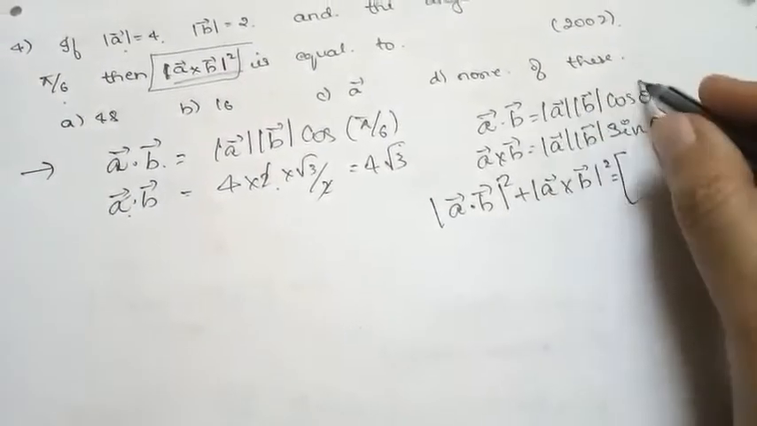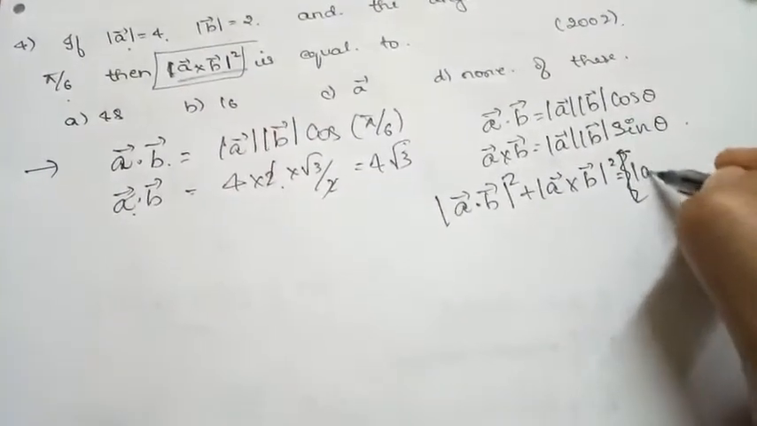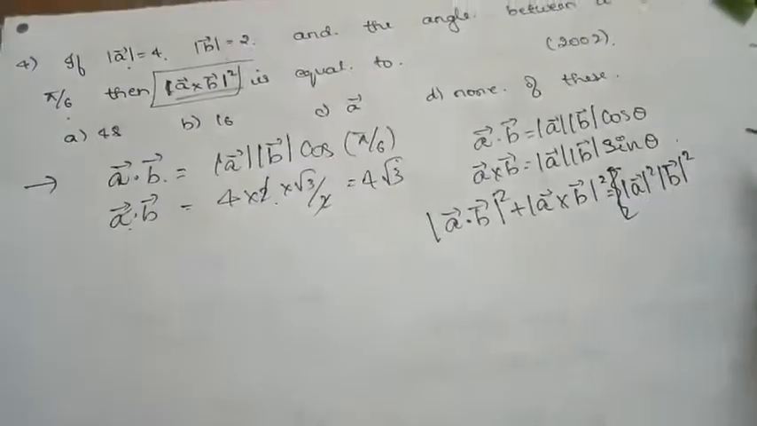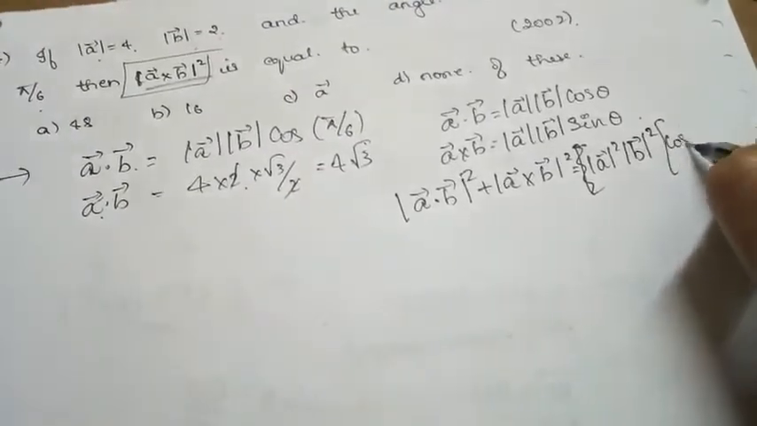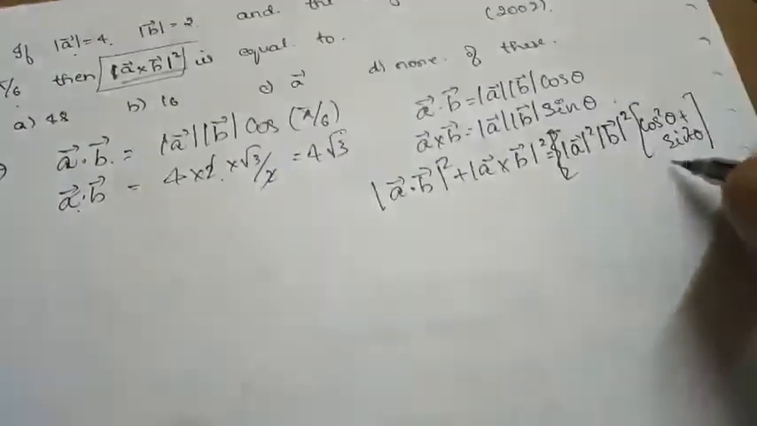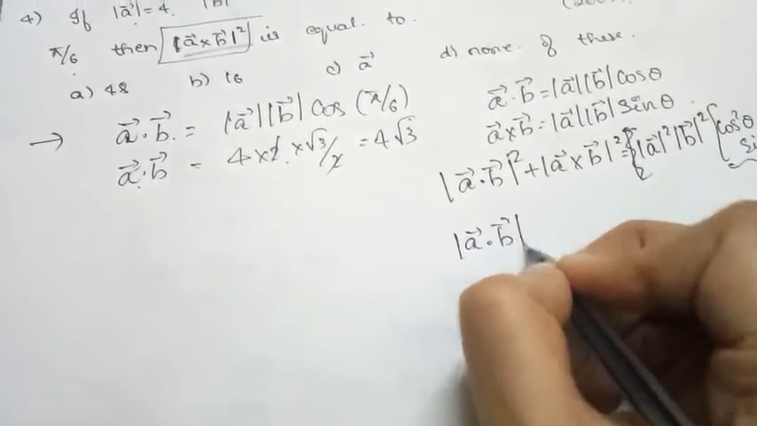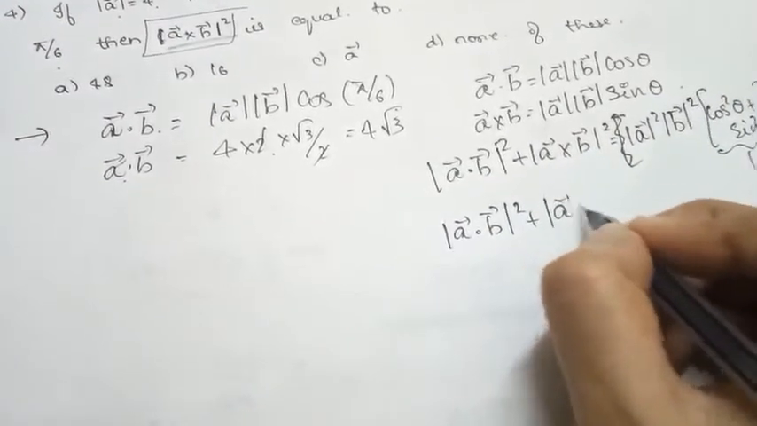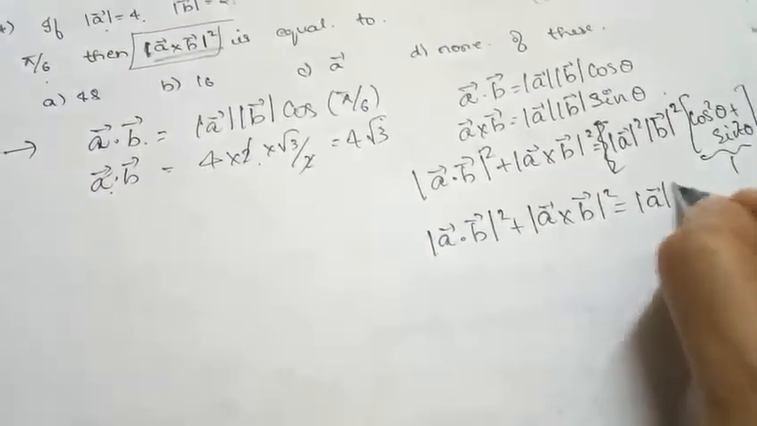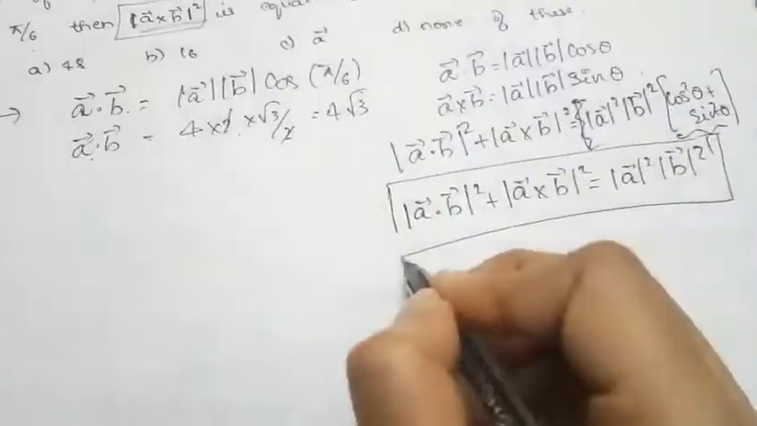Taking the square means the square of all those things. So from both the equations we can take magnitude of vector A square and magnitude of vector B square common outside. Remaining is cos square theta plus sin square theta, which is nothing but 1. So what is the thing? Magnitude of vector A dot vector B whole square plus magnitude of vector A cross vector B whole square is equal to magnitude of vector A square into magnitude of vector B square. So this is one of the formulas.